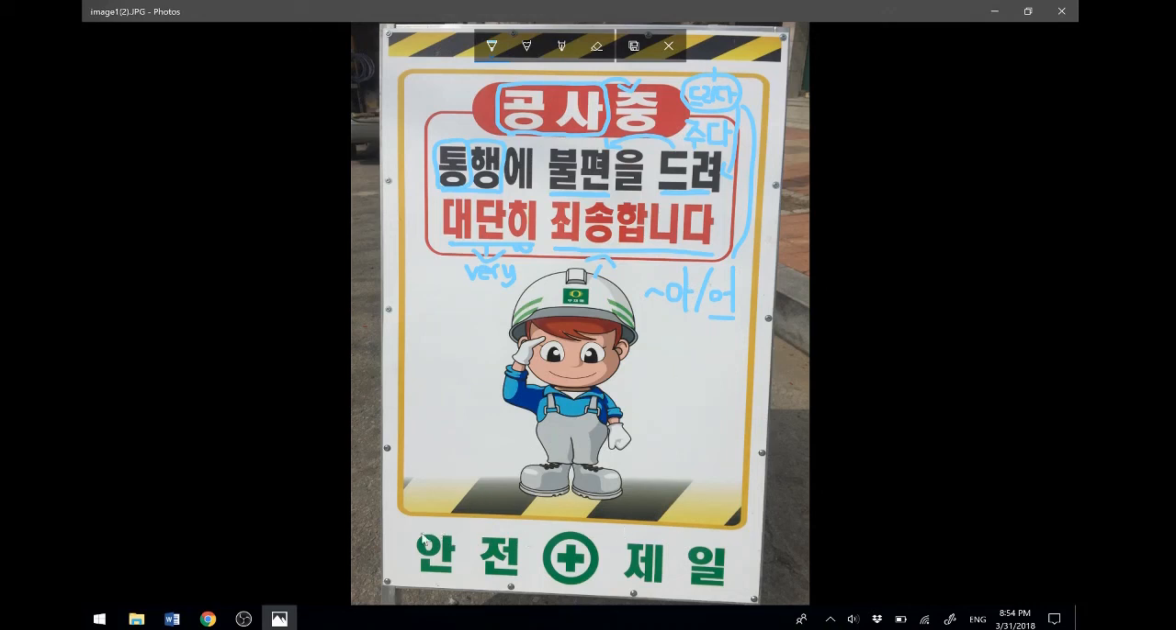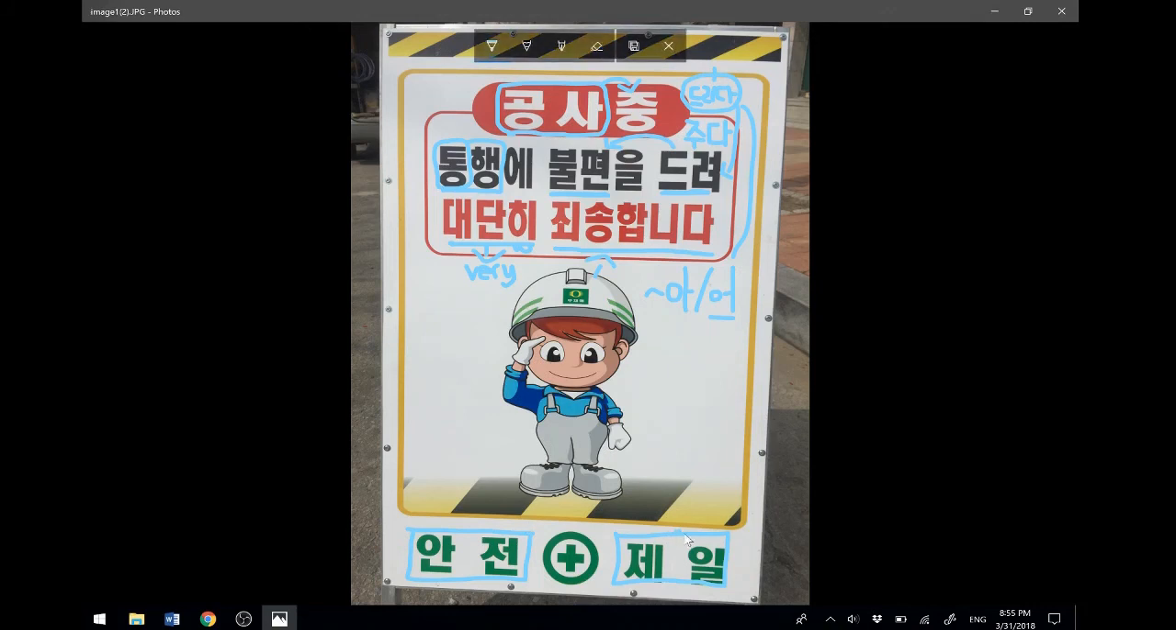Now, finally, these last two words here. 안전하다 is the adjective that means to be safe. The noun form of 안전하다 is 안전, which just means safety. And 제일 depends on where it's being used. In this case, it means, as you can guess, sort of safety first. 제일 doesn't usually mean first, but in this case it sort of means the most.